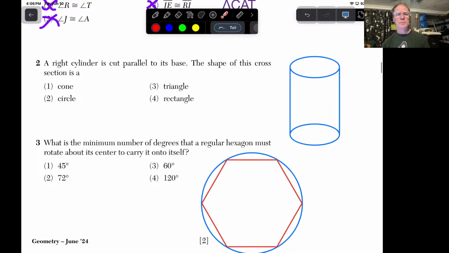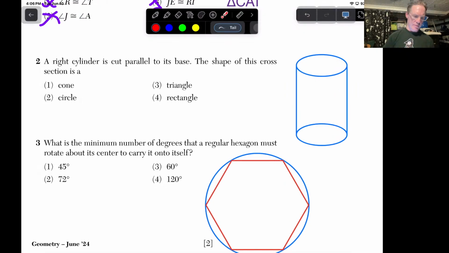Number 2. A right cylinder is cut parallel to its base. The shape of this cross section is a cone, circle, triangle, or cylinder. If we're thinking about these cross section questions, I have a cylinder right here, this is my water bottle. If it's parallel to the base, that would be parallel to the circle. Make sure the lid's on. Perpendicular would be this way. Imagine you put on one of those deli slicers and you're going to be slicing it off. What's that going to look like?